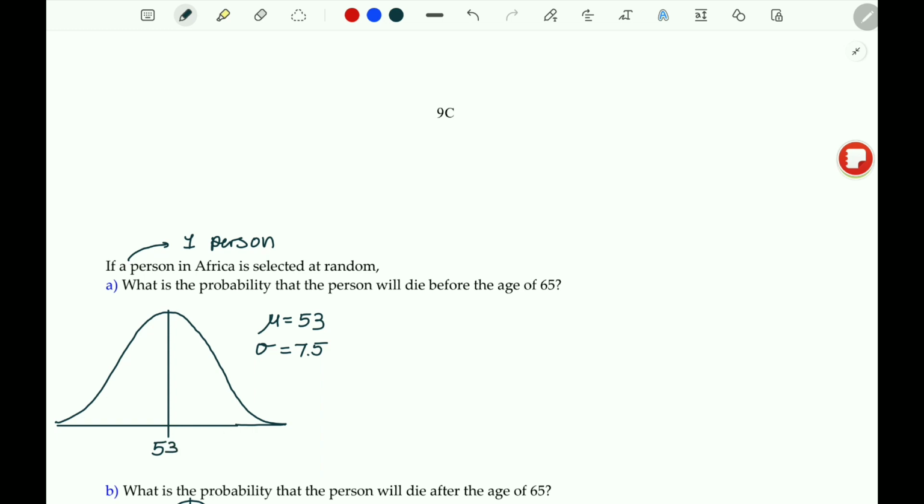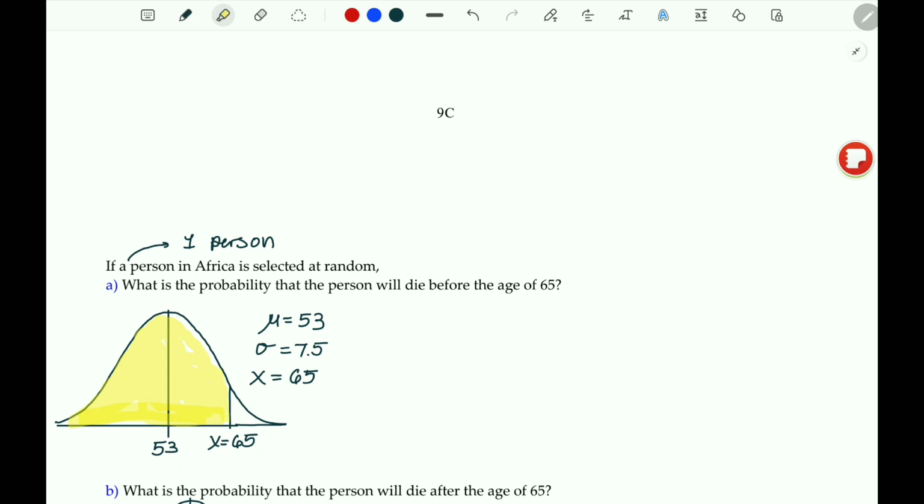The value that we're focusing on in this case is 65. So we can call that X. 65 falls on the right side of the mean. And because it says that the person will find a probability that they will die before the age of 65, we're going to shade that to the left. Now remember, when the area is shaded to the left of the z-score, or the left of a value, the probability that we get will be used for our final answer.